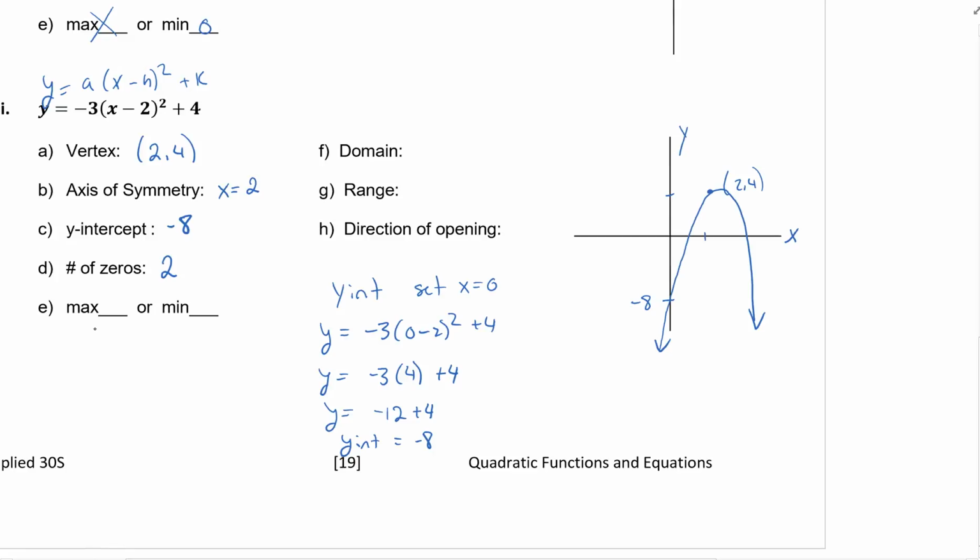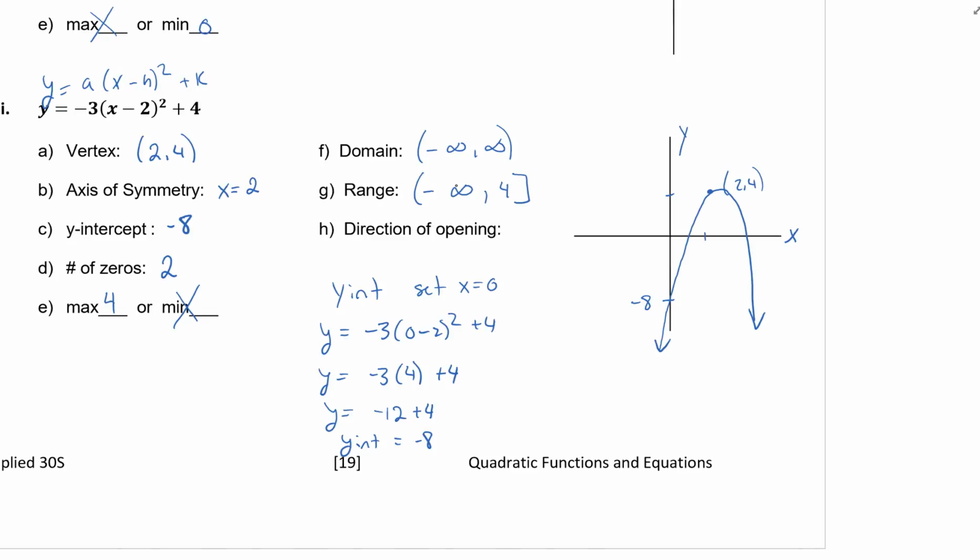Okay, my maximum is at the highest value of y, in this case 4. There is no minimum. The domain is from negative infinity to infinity, and the range goes from negative infinity to 4. And you can see that that maximum or minimum value is directly related to your range as well.